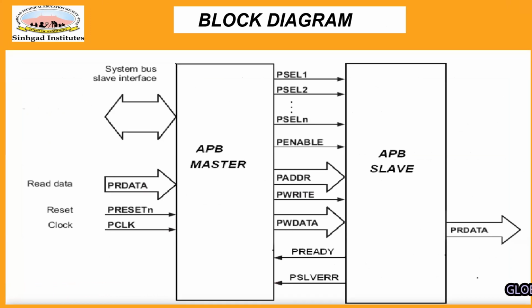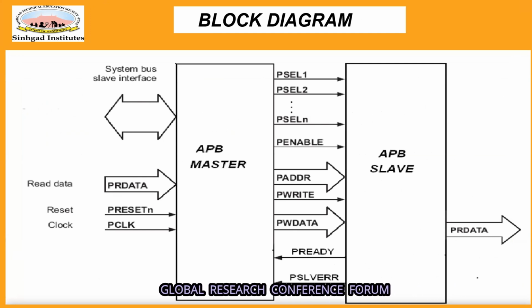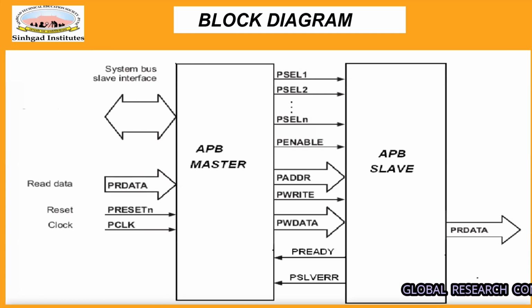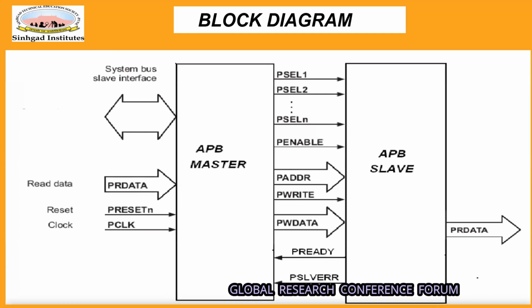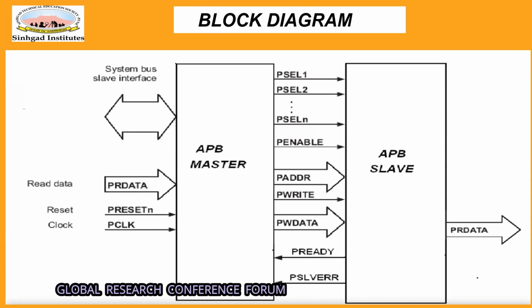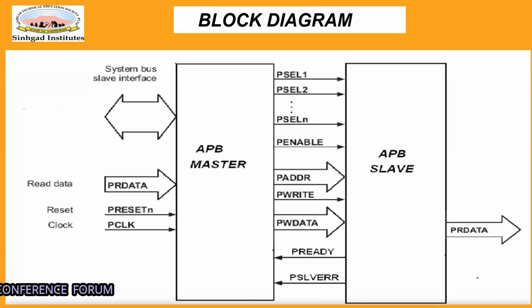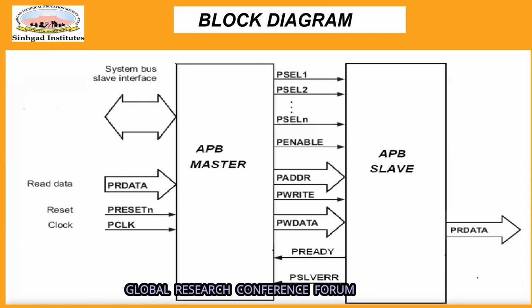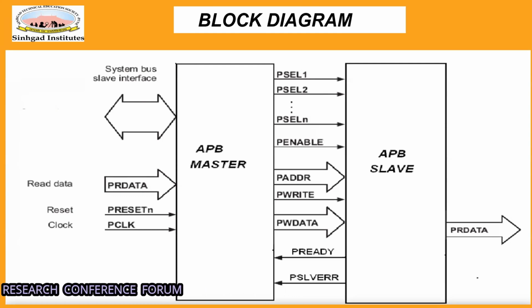As we can see in the block diagram, this APB master will enable the P enable signal to the slave, and the P select signal will select which slave is to be chosen from among the slave options. P address, P write, these are various signal descriptions that we've used. The P slave error helps the master to know in case there is an error in the transfer operation.